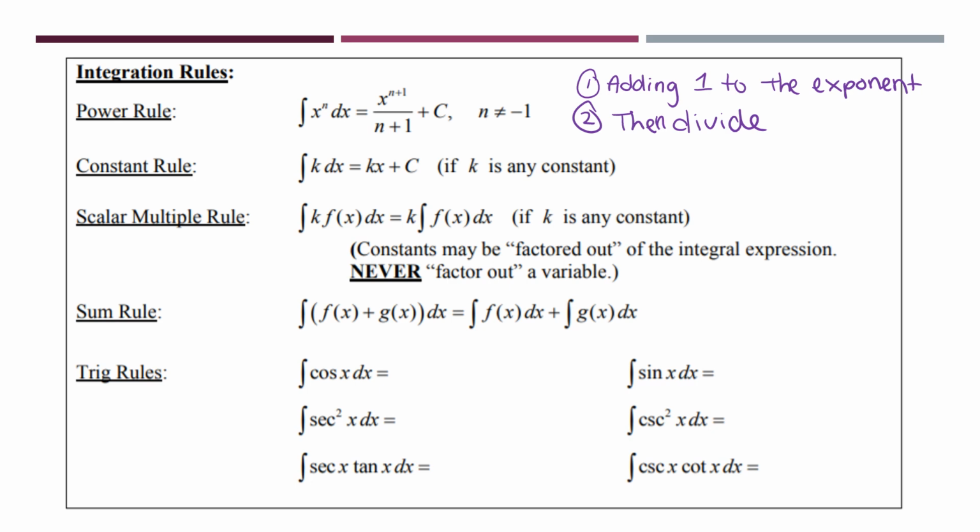All right, then we have our constant rule that says if we're integrating something like 2x, we're able to pull the constant to the front. But be very careful, you guys. You cannot factor out a variable.